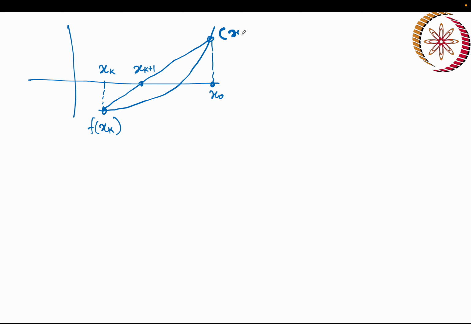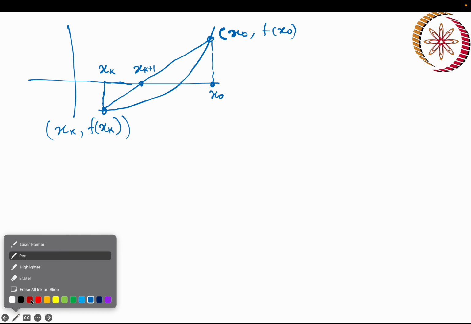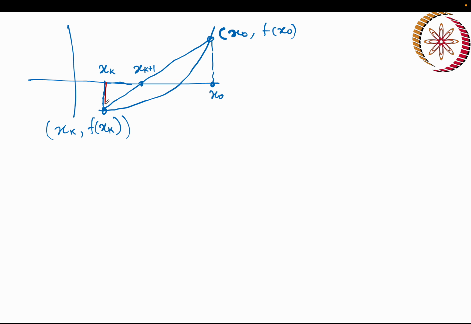so this point is nothing but x0, f of x0 and this point is nothing but xk comma f of xk, and then you can see that this triangle, just change the color, so this triangle is similar to this triangle.